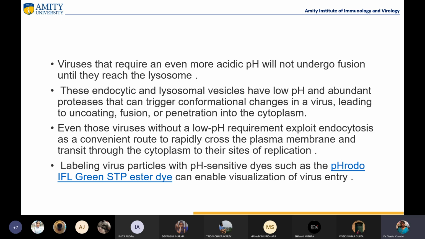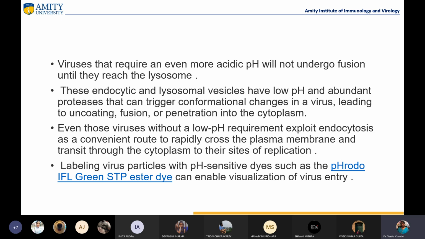So some viruses require acidic pH for fusion, so they will not fuse until they reach the lysosomes. Lysosomes, we know, are an acidic bath, so the pH is very low there. These endocytic and lysosomal vesicles have a very low pH and abundant proteases that can trigger conformational changes in a virus, and that leads to the uncoating, fusion or penetration into the cytoplasm. Even viruses without a low pH requirement can exploit endocytosis as a convenient route to rapidly cross the plasma membrane and transit through the cytoplasm to their site of replication.